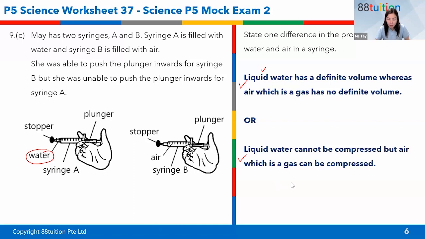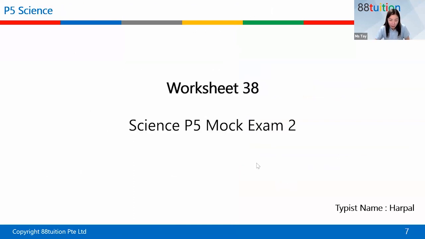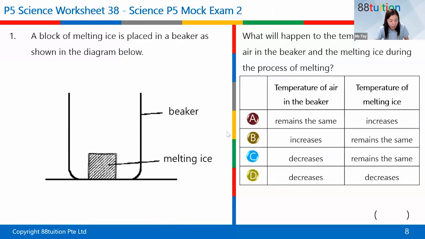Okay, so let's go on now. Worksheet 38. This is a block of melting ice. Okay, it's placed in a beaker as shown here. So what will happen to the temperature of the air inside the beaker and the temperature of the melting ice during the process of melting?